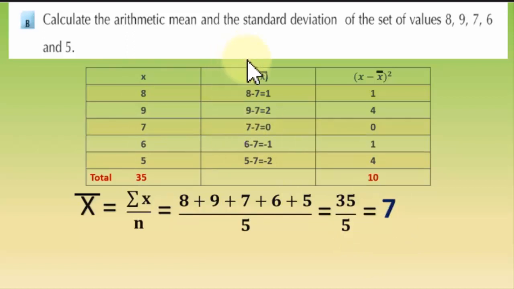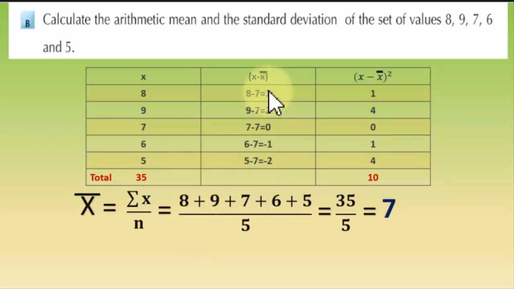Now calculate x minus x bar. After we calculated x bar as 7, we start doing x minus x bar each time. 8 minus 7 equals 1, 9 minus 7 equals 2, 7 minus 7 equals 0, 6 minus 7 equals negative 1, 5 minus 7 equals negative 2.